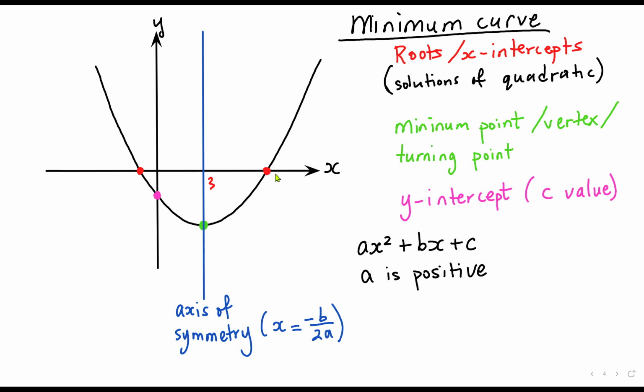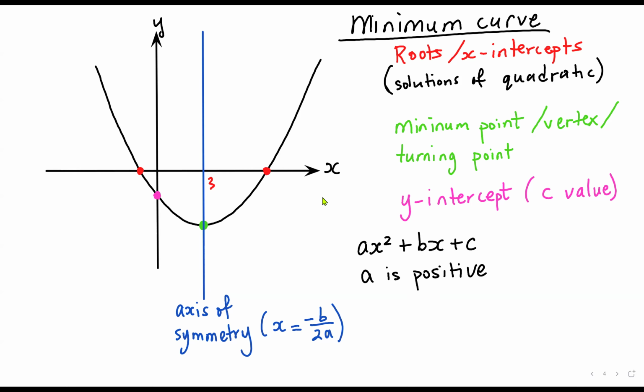The points at which the graph cuts the x-axis are known as your roots or x-intercepts, and they are found by solving the quadratic. If you solve the quadratic and you get two solutions, it means the curve is going to cut the x-axis at 2 points. If you only get one solution for x, then the curve is only going to touch the x-axis at 1 point. And if you end up with no solution, it means that the curve does not cut the x-axis. All of that can happen, right?